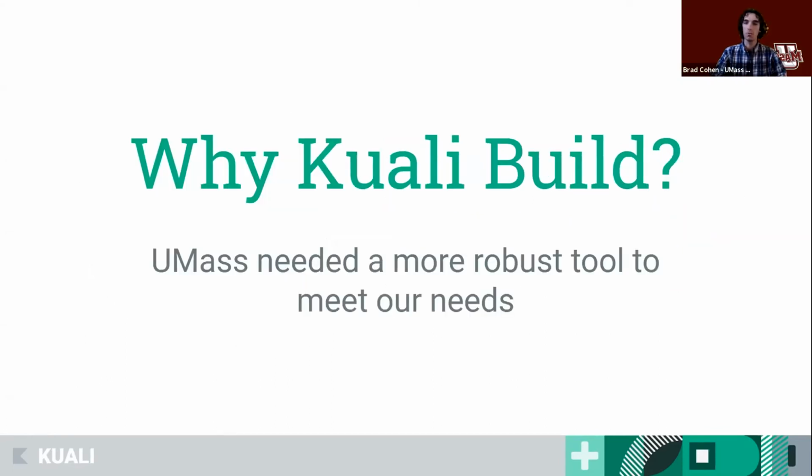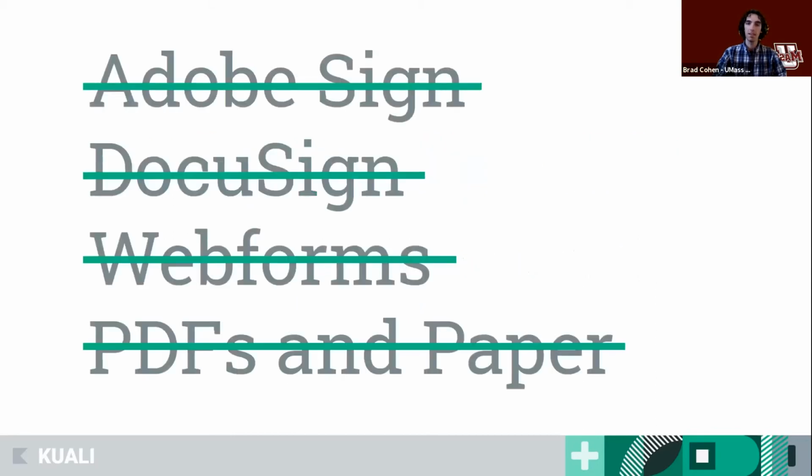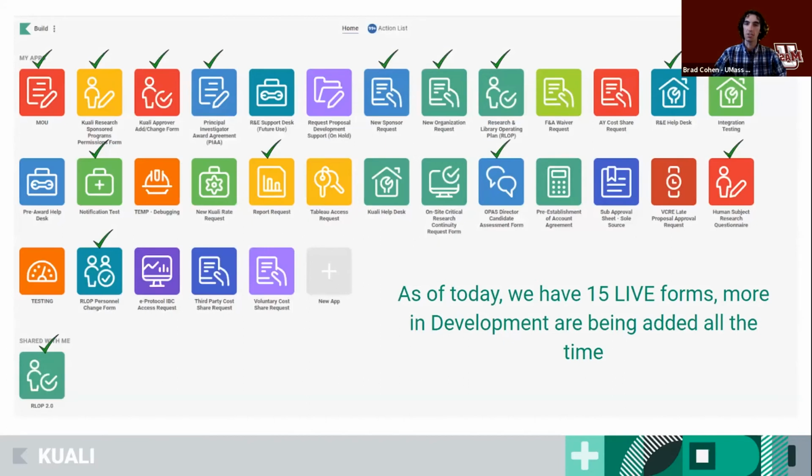And so why did UMass choose Kuali Build? We needed a more robust tool that could handle the sort of complex forms and workflows that we'd been struggling to streamline. The other tools were extremely limiting as far as adding multiple approvers, being able to designate which fields each approver could edit when it came to them. And Build was our answer to those forms.